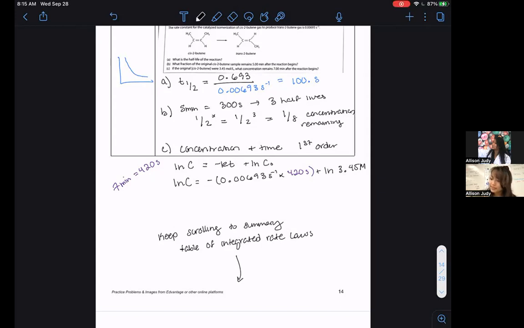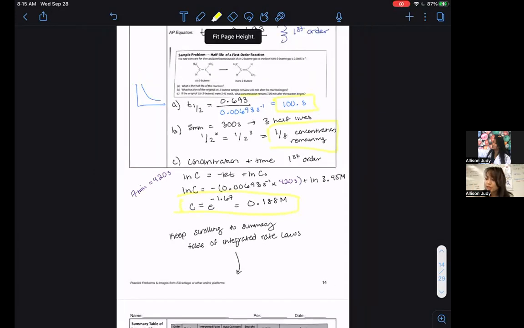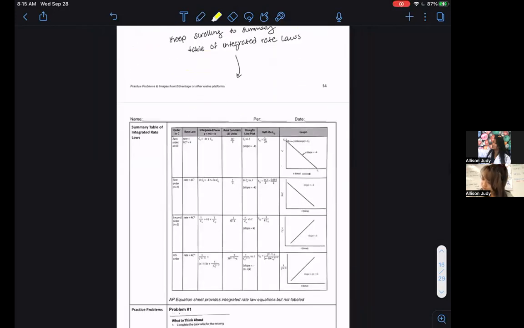what I get is that C is equal to e to the negative 1.67, which is going to be equal to a remaining concentration after 7 minutes for the first order reaction of 0.188 molarity. And that is my answer for the concentration remaining. So let me highlight all my answers for you. There you go. So this is totally an AP exam taker only necessity to learn about.